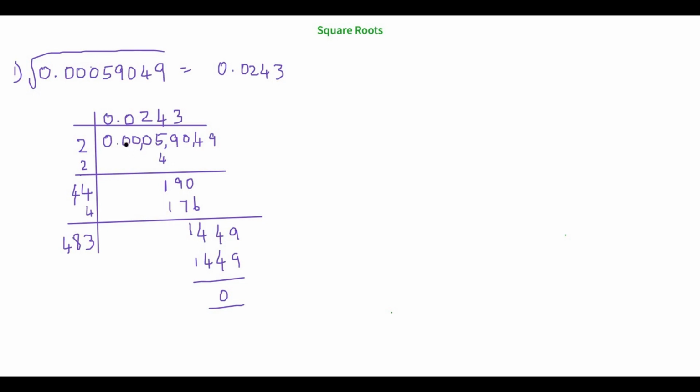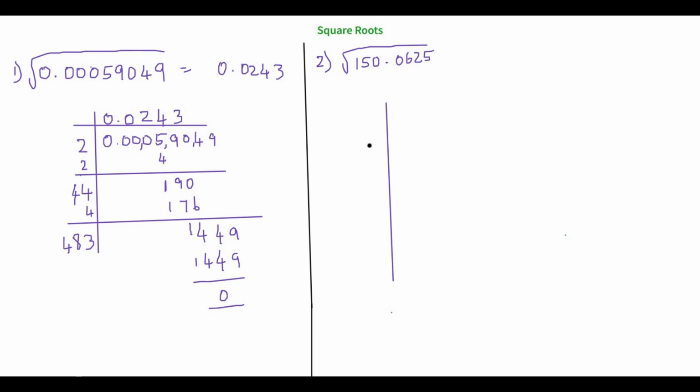As we did in the whole numbers, how did we find the square root of that? In the division method, the same method we are going to use, but there is a decimal here. That's the only difference. So now let's see our second example for today. Our second example is a little different. Earlier we had 0 point. So now we will take the square root of 150.0625. So I have taken two different types of examples so that you have a clear idea of how to do the division of square roots.